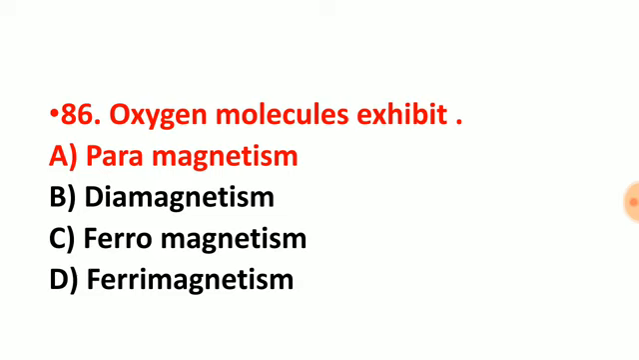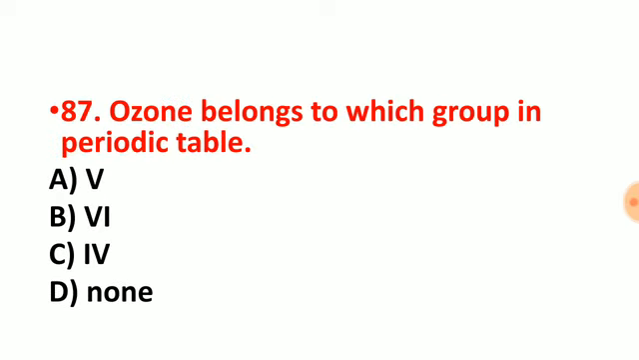If possible, try to learn what paramagnetism, diamagnetism and ferromagnetism are. So oxygen exhibits paramagnetism. Question number 87, ozone belongs to which group in the periodic table? Ozone does not belong to any group of the periodic table because it is an allotropic form of oxygen. Oxygen belongs to the periodic table, but ozone does not. It is an allotrope of oxygen.